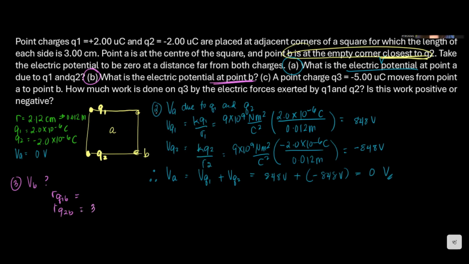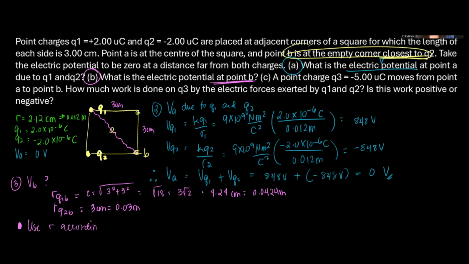And again, B is located closest to Q2. Your radius would be from Q1 to B. That would be 3 square root of 2 or 4.24. In this case, it's cm. But if it's Q2 to B, that is only one side, which is 3 cm.